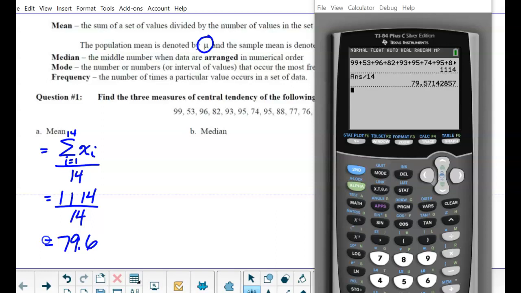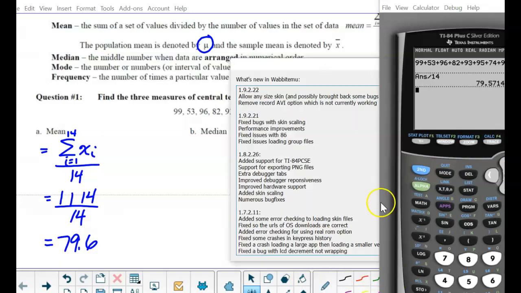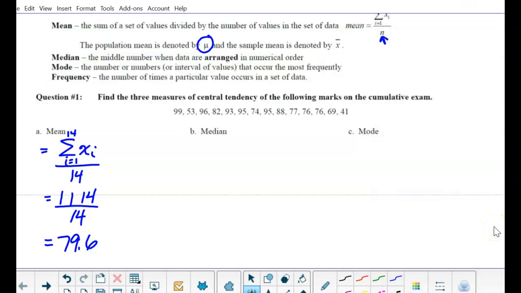Now, median. Our values are not in the correct order. Let's close this. Okay, so you can either sort of count through them, or you might want to just put them in order. So 41, 53, 69, 73.